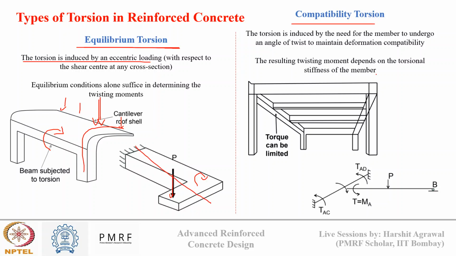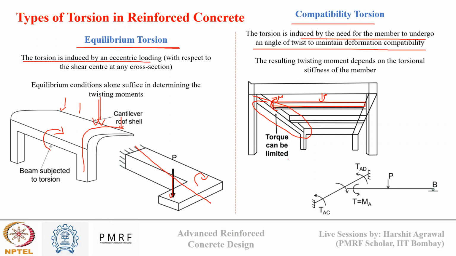And compatibility torsion is the torsion that is induced by the need of a member to undergo an angle of twist to maintain deformation compatibility. So suppose this is my beam, which is loaded by load P. Now due to this P load there will be some moment generated here, and this moment M will become a torsional twisting moment for this element here. So this element will try to rotate to maintain the equilibrium, to maintain the compatibility of this whole structure, and such torsion is known as compatibility torsion.